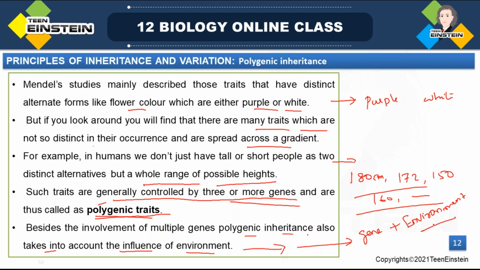So not only are multiple genes involved in the inheritance of a character, there is also an influence of environment in the expression of those traits. Okay.